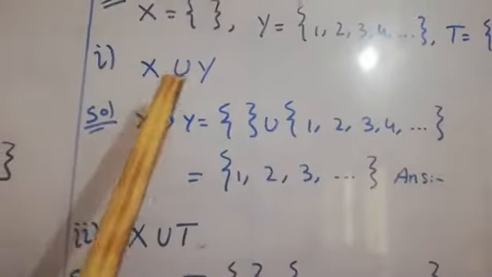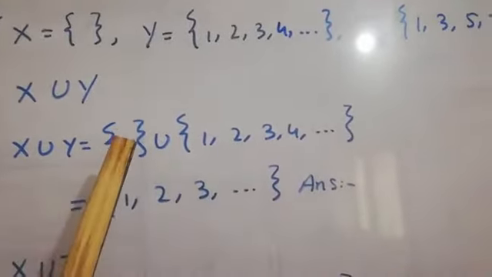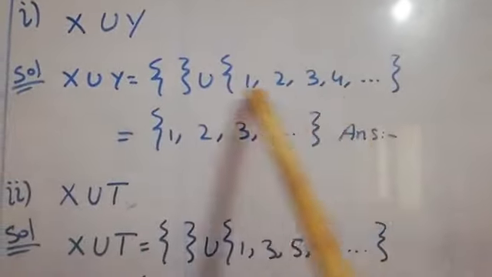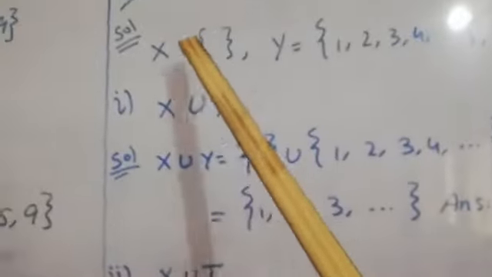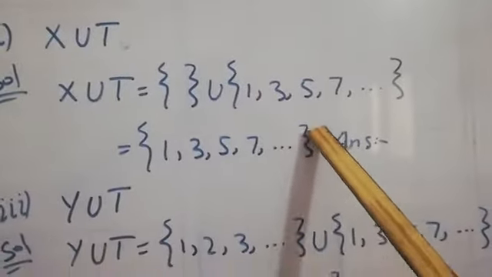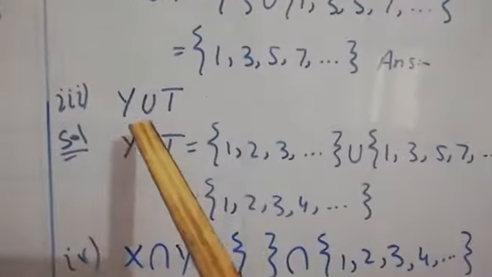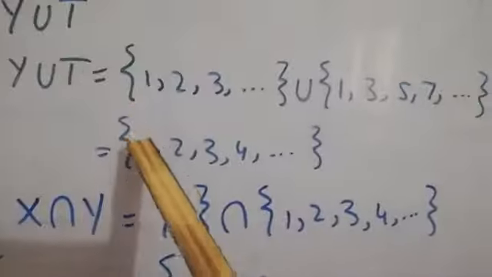Now the first part is x union y. First we will write the elements of set x and then union y. There is no element of set x, so we can write only the elements of y, because we are going to combine. And write the answer 1, 2, 3, 4 up to so on. X union t. So write first of all the elements of set x and then set t. Again there is no element in x, so we will write all the elements of set t here. Y union t. Y is the set 1, 2, 3, 4 up to so on, and t is 1, 3, 5, 7 up to so on. So write these two sets and then we will combine.